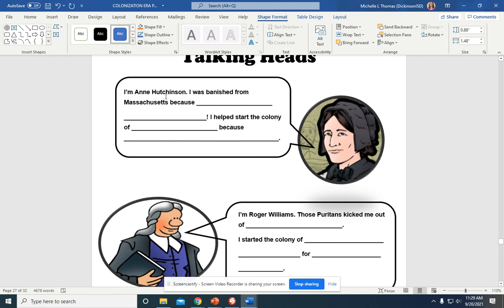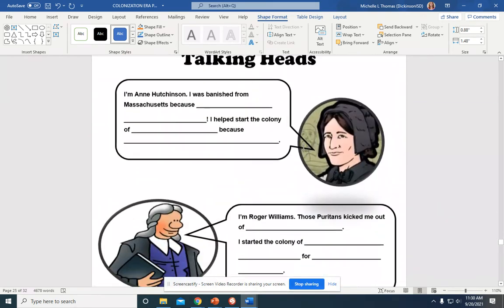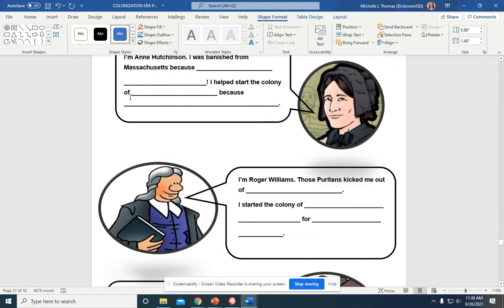So look, I'm Ann Hutchinson. I was banished or kicked out from Massachusetts because... Maybe I just don't remember what I just read. I can go back to my notes, I can go back to my reading, and then fill it in. I helped start the colony of blank because blank. So, what colony did she start and why?